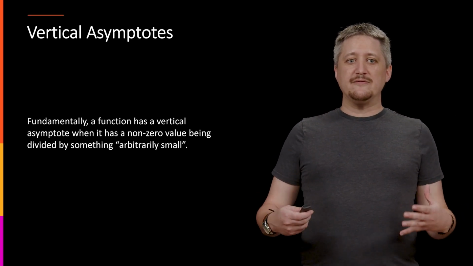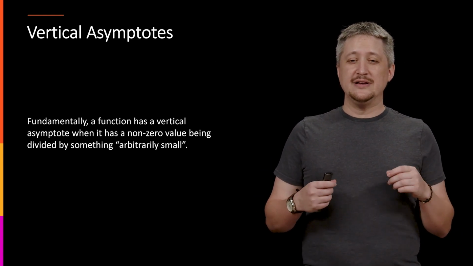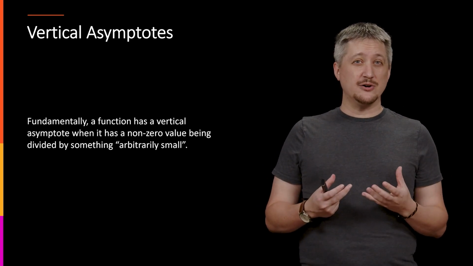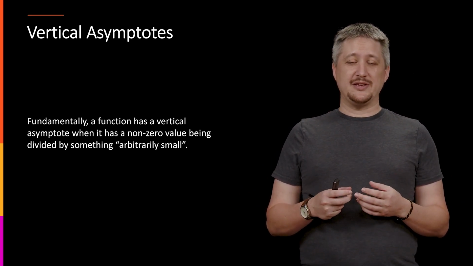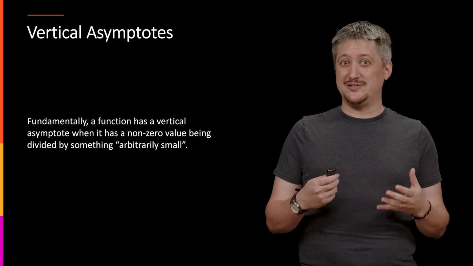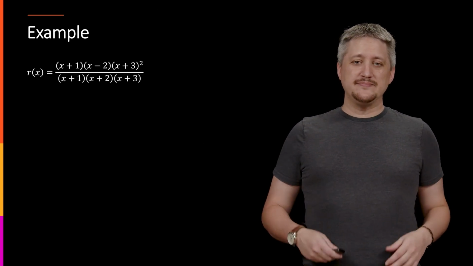So fundamentally, the big tip-off is that a function has a vertical asymptote when it's trying to divide a non-zero value by something that we call arbitrarily small, meaning something that is very, very close to zero. Okay, so as an example, let's look at a function here, r of x.